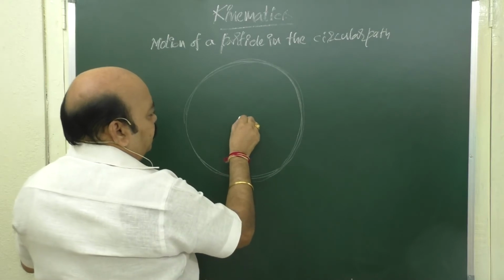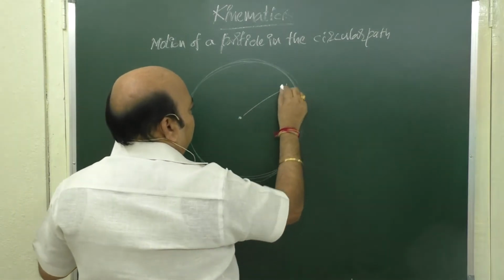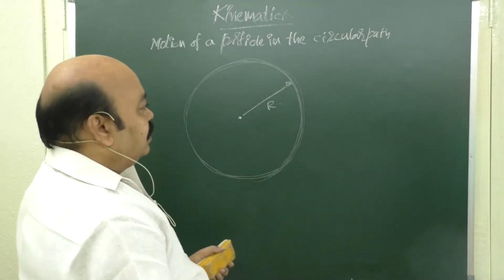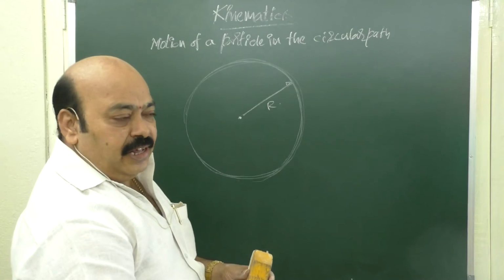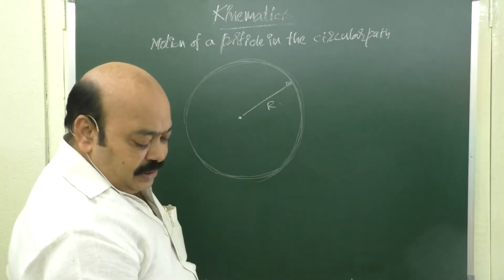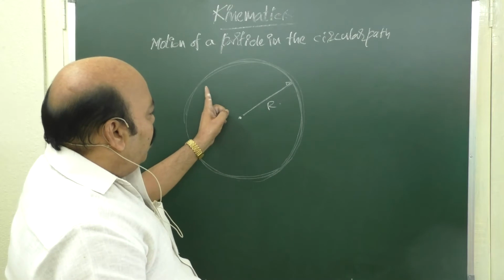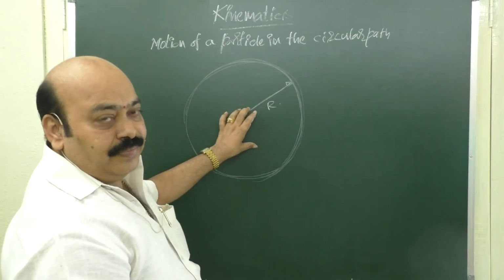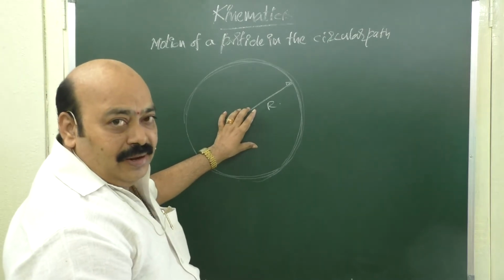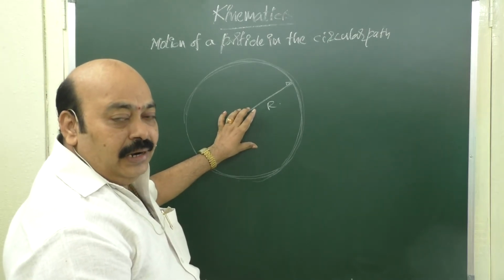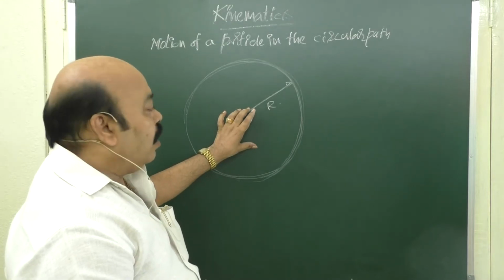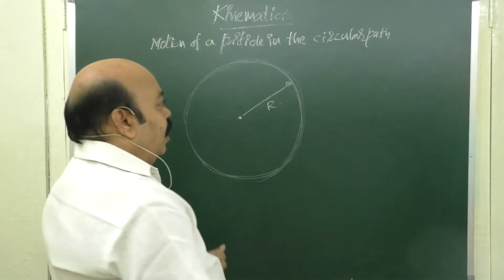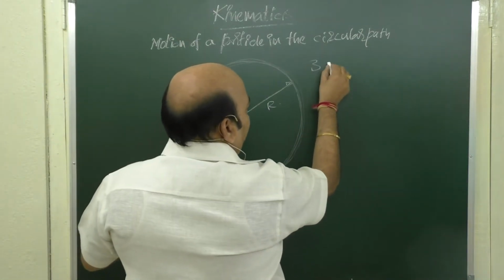Circle means what parameters do we need? Let r be the radius of this circular path. Listen carefully. Here the question is, a body is moving along a circular path of radius r. What is the displacement and distance travelled after it completes 3 rounds?